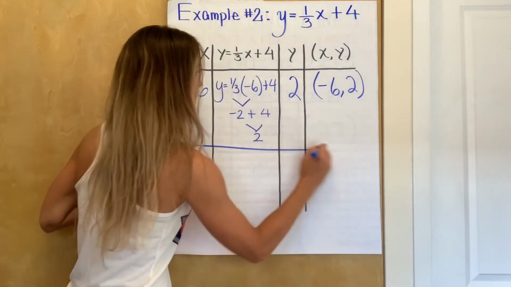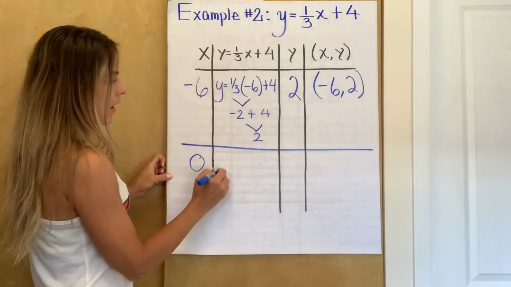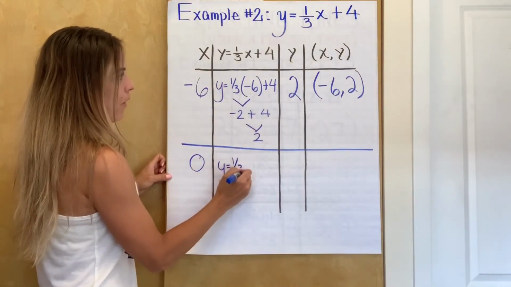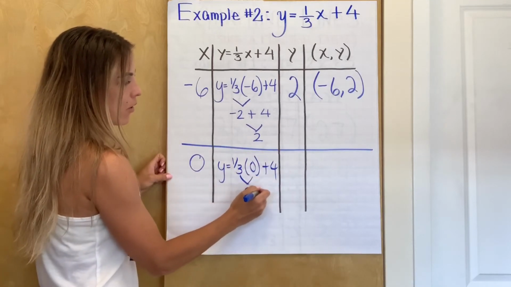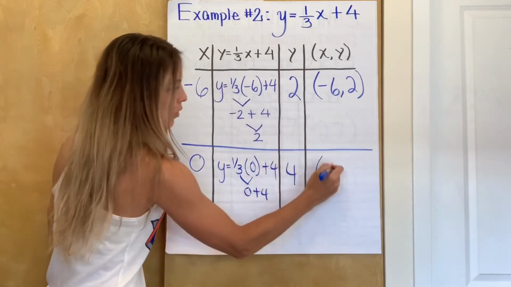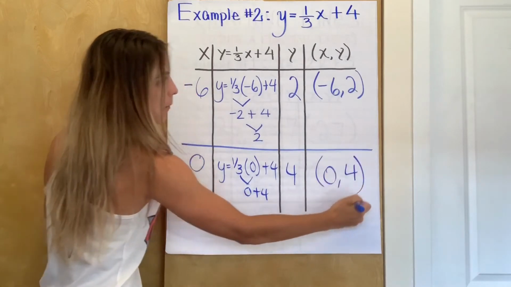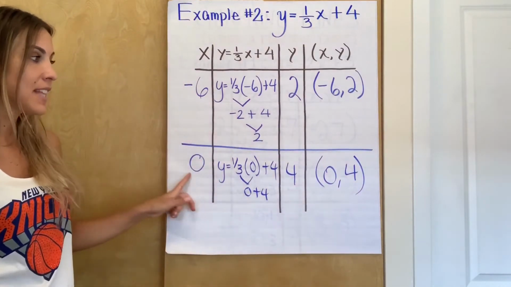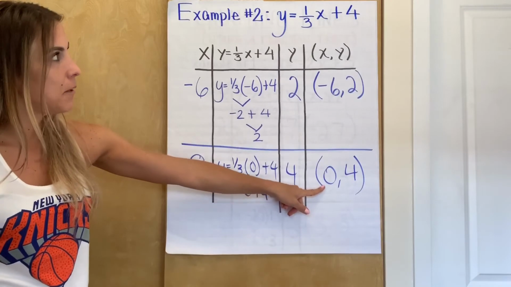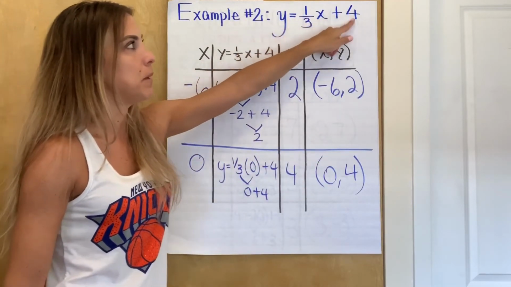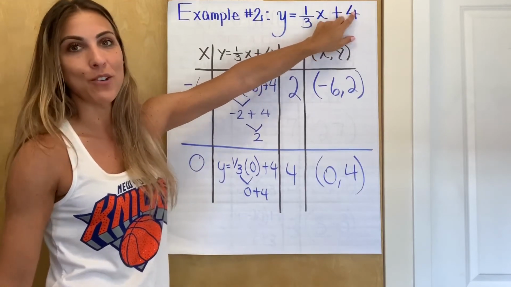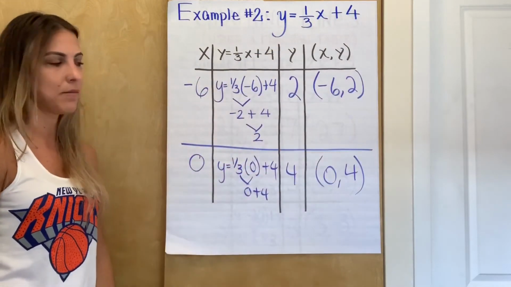Let's go with that easy 0. So if 0 was my x value, then y equals 1/3 times 0 plus 4. Well, anything times 0 is 0, and 0 plus 4 is 4. So (0, 4) must be a point on this line. And this actually should have been easy to see because this equation is in y equals mx plus b form, and b is my y-intercept. So (0, 4) had to be on that line, okay?